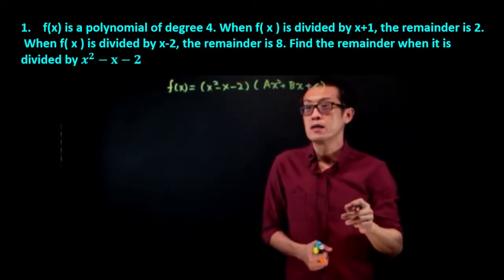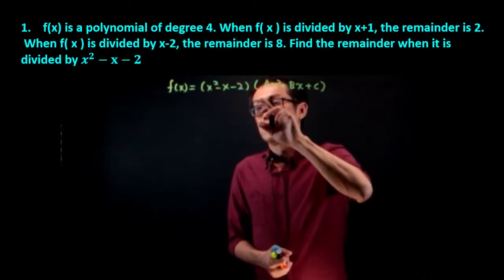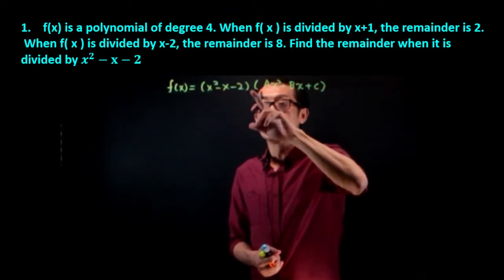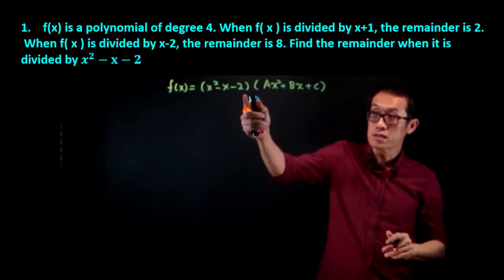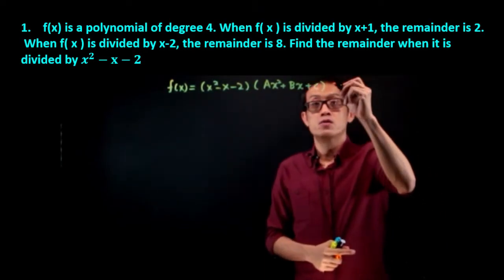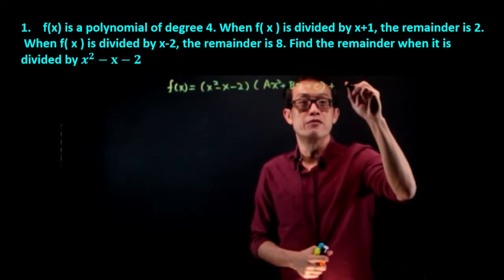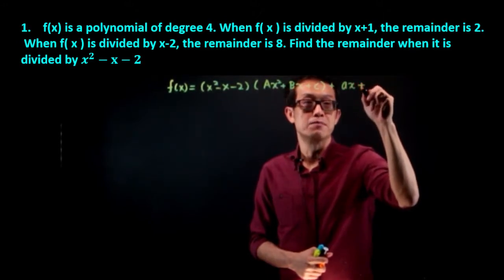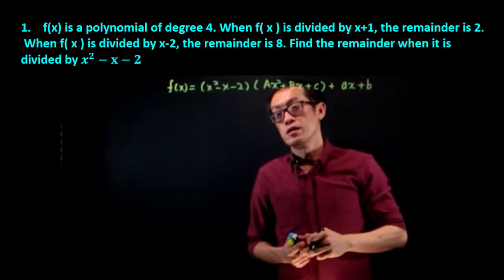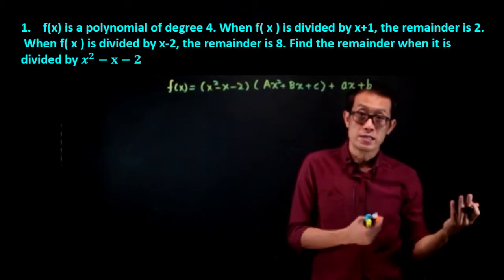And the remainder, the degree will be 1 less than the divisor. So the divisor is of degree 2. So the remainder will be in the form of ax plus b, of degree 1 or lesser than that.